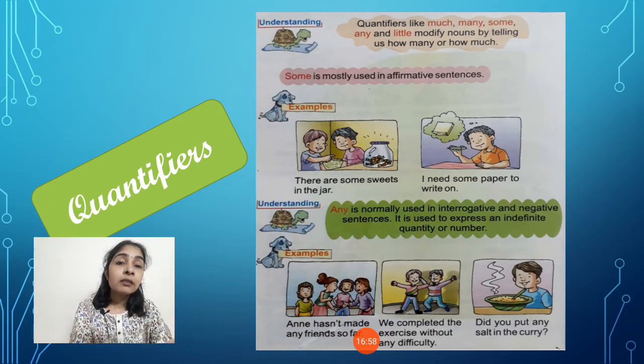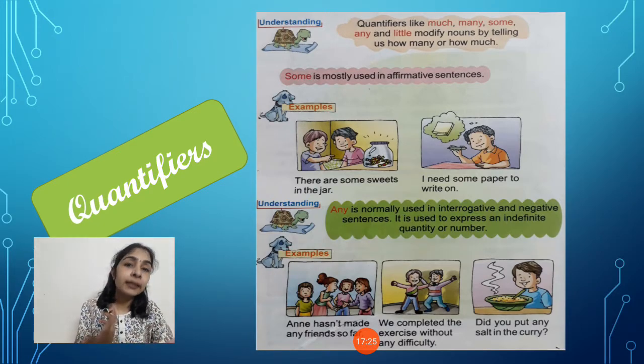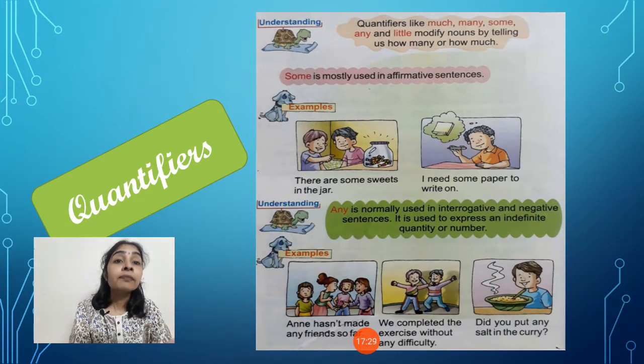The last one, we have one more, and that is interrogatives, and here we are with quantifiers. Quantifiers point out the quantity of the noun being used. Quantifiers like much, many, some, any, little modify the noun by telling us how many, how much. Now, some is mostly used in the affirmative sense, and any is used in the negative sense or as an interrogative. Let's see the examples that will make the matter clear.